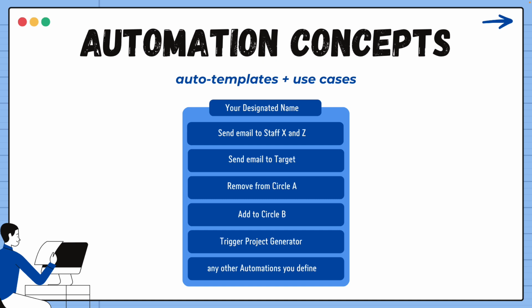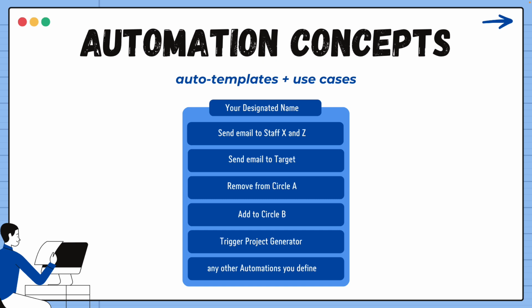So auto templates are a series of automations that are grouped together into a single package that can be triggered either manually or by a logic trigger. And when triggered, all the automations packaged in that auto template are fired at that moment. So as you can see here, you create an auto template, you give it a reference name, something that you can reference in your automations or your staff can reference.